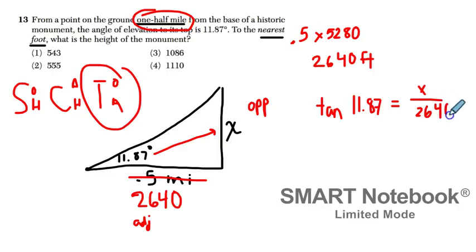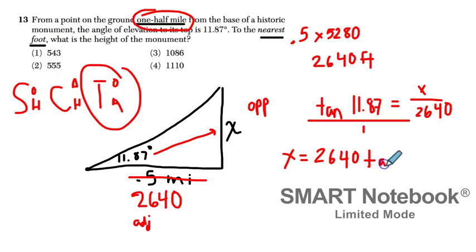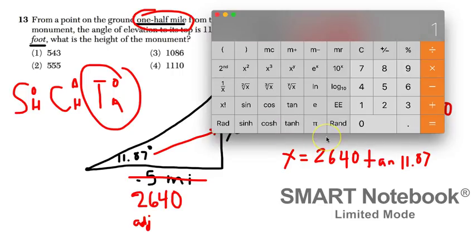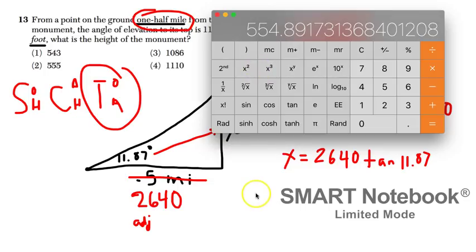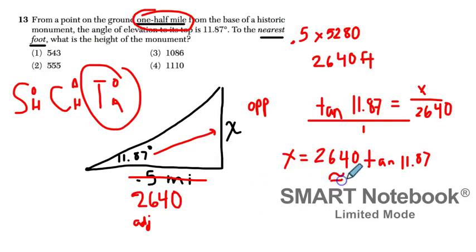I'm going to put this over 1 and cross multiply. So I get the distance I'm looking for, x, is equal to 2,640 times the tangent of 11.87. Throw that bad boy in my calculator. You get 11.87, take the tan of that, and then multiply that by 2640. It gives me approximately 555 feet. So it's about 555.